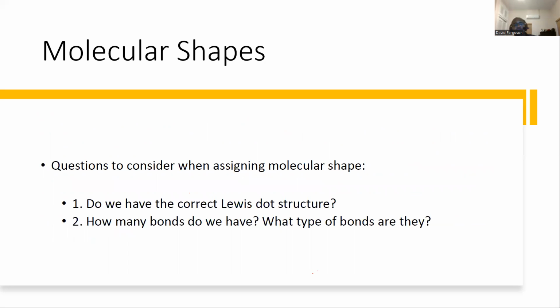So questions to consider when assigning molecular shape. Let's just go through these questions. For those who do inquiry as they read, do we have the correct Lewis dot structure? How many bonds do we have? What type of bonds are they?